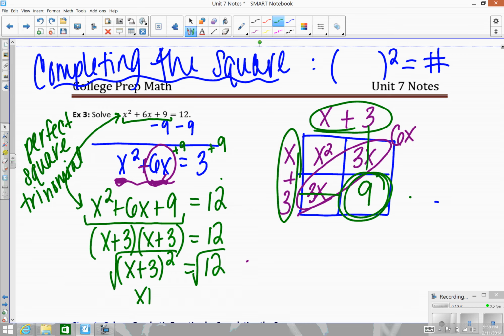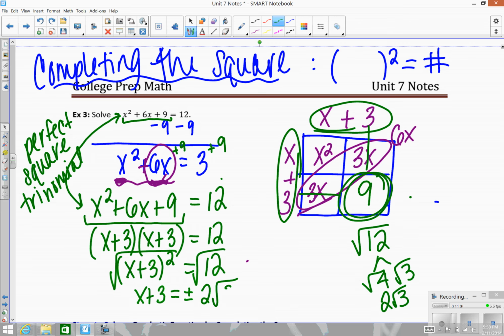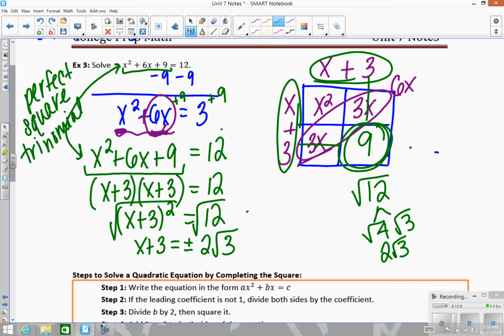I'm left with x plus 3 equals plus or minus the square root of 12, which I'm going to break down off to the side. So we have the square root of 4, square root of 3. So you get 2 square root of 3. And then your last step is going to be just to subtract over that 3. So negative 3 plus or minus 2 square root of 3.